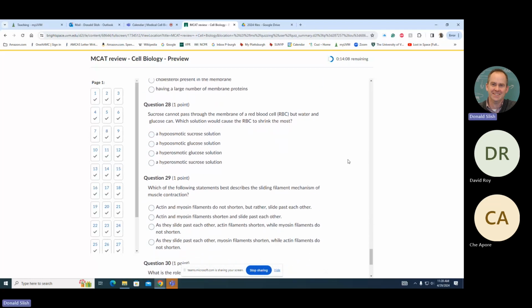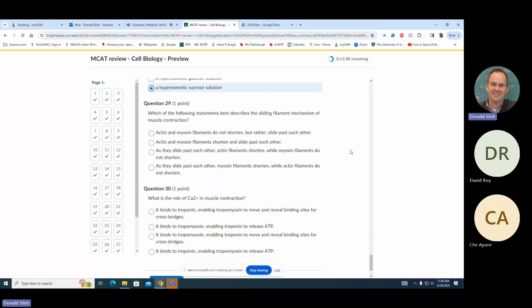Sucrose cannot pass through the membrane of a red blood cell, but water and glucose can. Which solution would cause the red blood cell to shrink the most? Shrink would have to be hyperosmotic. And since glucose can go through and sucrose can't, this is the one that would cause the most shrinkage, because glucose going through would change the osmotic balance between the inside and outside. So it would not shrink as much.